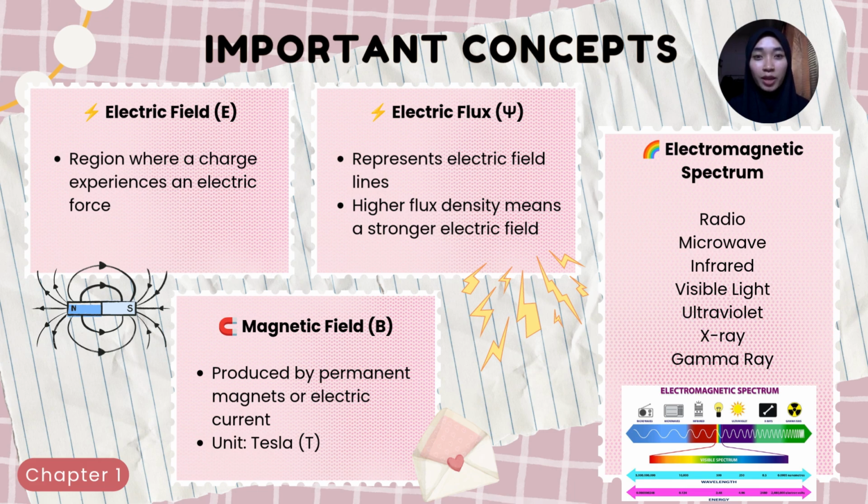Another important concept is electric flux, which help us visualize electric fields. Magnetic fields can be produced by permanent magnet or electric currents. The chapter also introduced the electromagnetic spectrum, where visible light is only a small part.